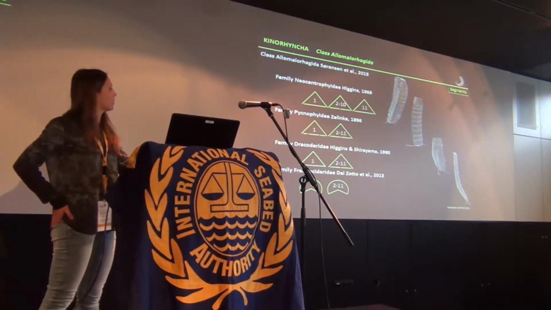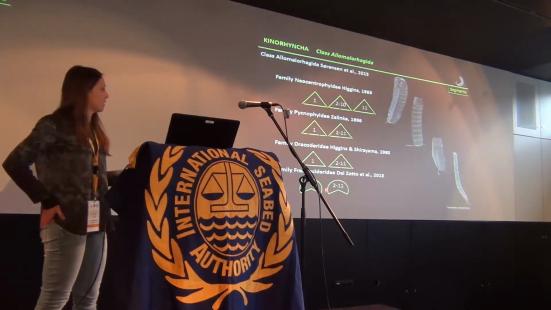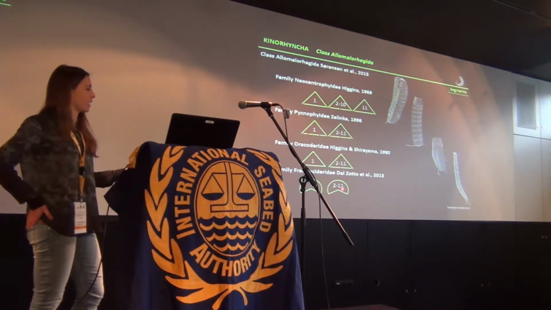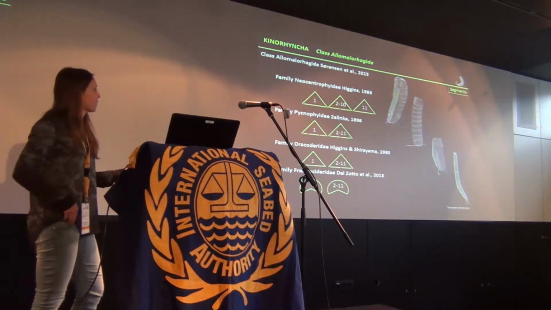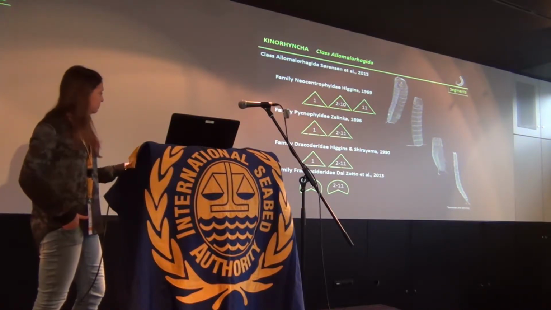And the remaining segments of the trunk appear divided in 1 tergal and 2 external plates in Neocentrophyidae, Pycnophyidae, and Dracoderidae. But Franciscideridae has all the segments arranged as a closed ring. And we have another exception in Neocentrophyidae, because segment 11 is divided in 1 tergal and a single ventral plate.